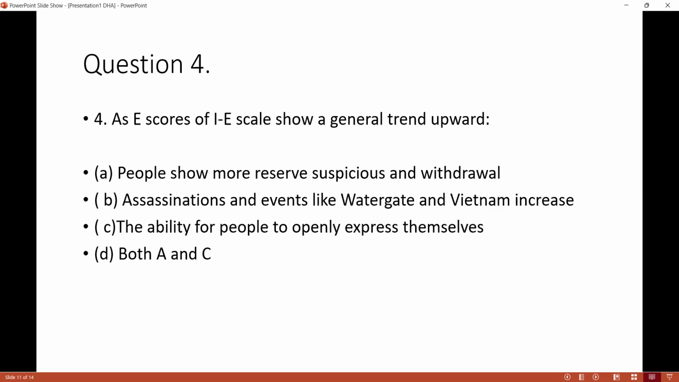Question number 4 is, as E-scores of IE scale shows a general trend upward. Option A, people show more reserved, suspicious, and withdrawal. Option B, assassinations and events like Watergate and Whitney increase the ability for people to openly express themselves. Option D, both A and C. So the question is about E-scores of IE scale. So the correct answer is people show more reserved, suspicious, and withdrawal.